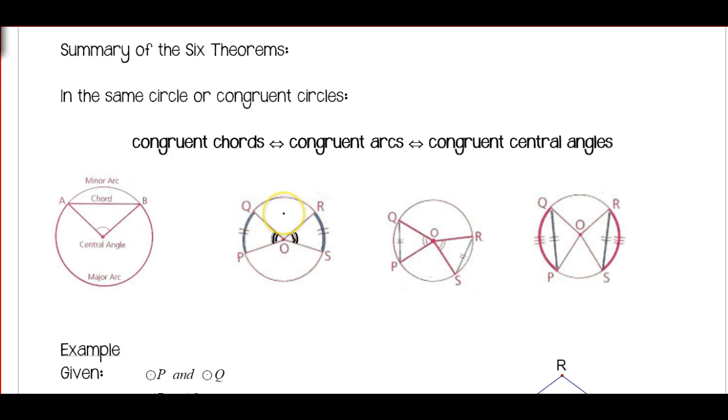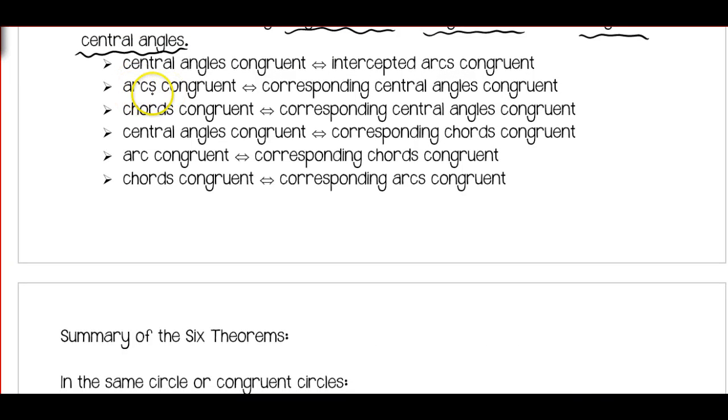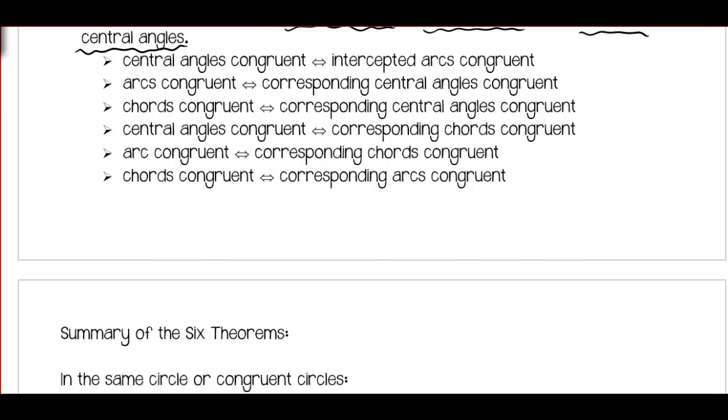And it works the other way around. So if the arcs are congruent, then the central angles are congruent. All right, and that's the second one here. If the arcs are congruent, then the corresponding central angles are congruent. So the next one, if the chords are congruent, then the corresponding central angles are congruent. And the next one is the converse of that. If the central angles are congruent, then the corresponding chords are congruent.